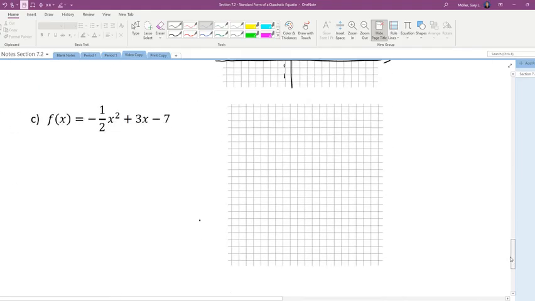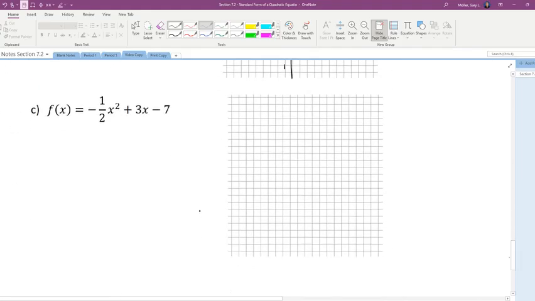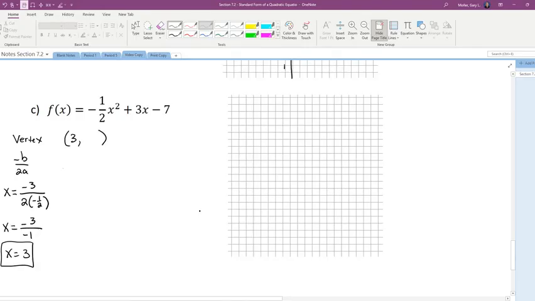All right. We'll do probably one more and we'll see where we're at. So part C here, I need the vertex. So I'm going to do negative b over 2a. So x equals negative 3 over 2 times negative a half. X equals negative 3. 2 times negative a half is negative 1. X equals 3. So the vertex is going to be at 3 comma something.